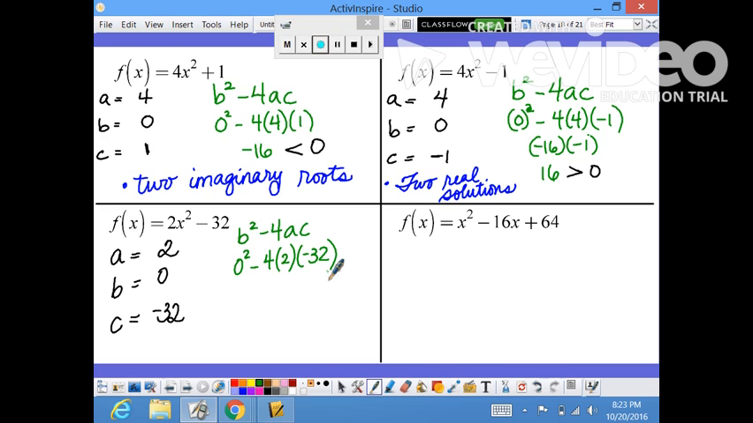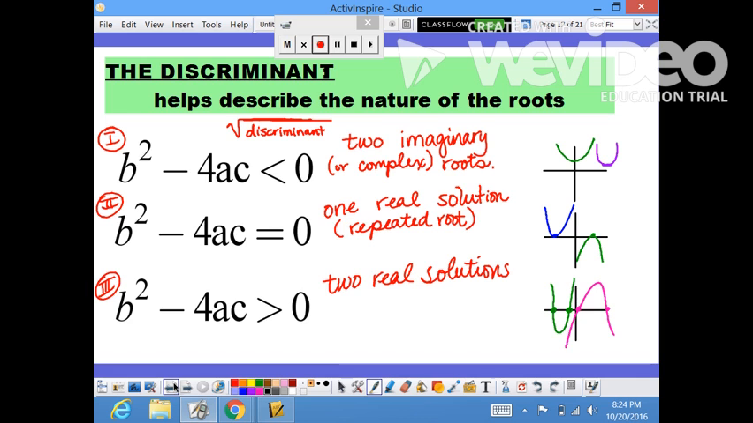Okay, so we have negative 4 times 2 is negative 8. Negative 8 times negative 32 is 256. So that's a positive 256. That means that 256 is greater than 0. And if we go back to our chart here, we should have two real solutions.